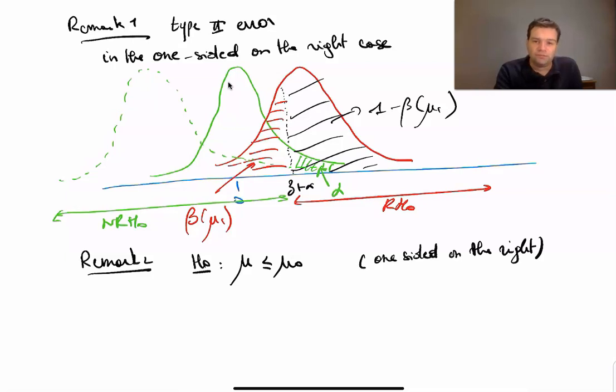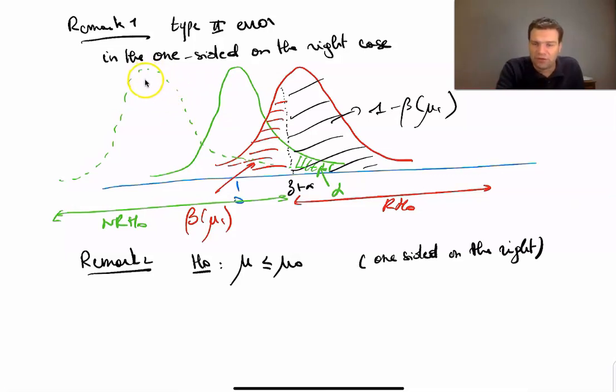But we don't know where this dotted distribution is. Where is this dotted curve? We don't know it. We can show that it is normal, but I'm not going to do it here because it's tedious calculations.